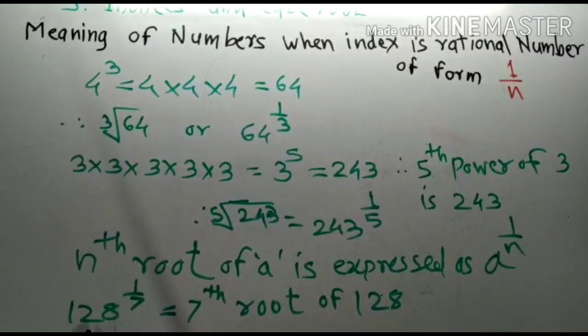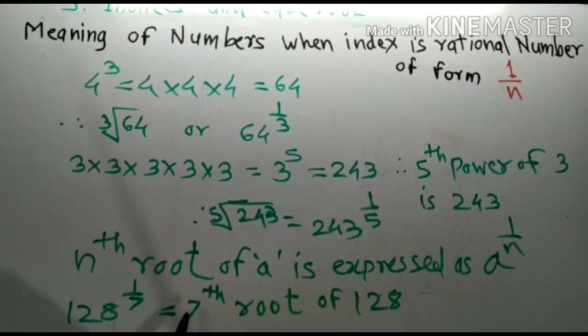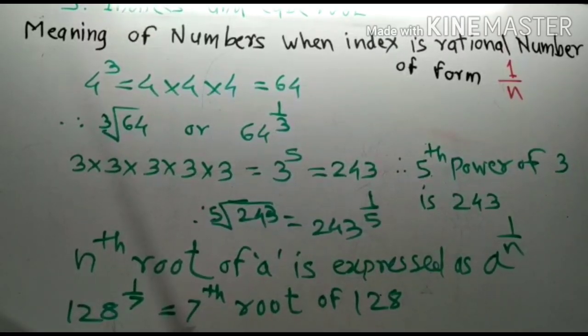Means there are some examples here. 128 raised to 1 upon 7 is the seventh root of 128. In the exam, it is given in a written way. In this way, you have to express it in this way. If we give this example and write in this form, you have to write in the form like this.